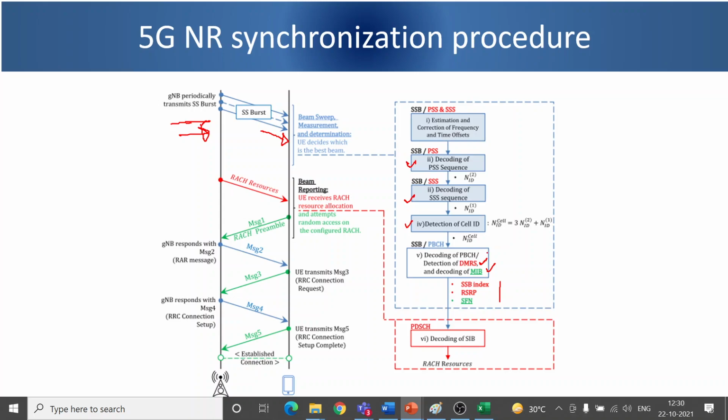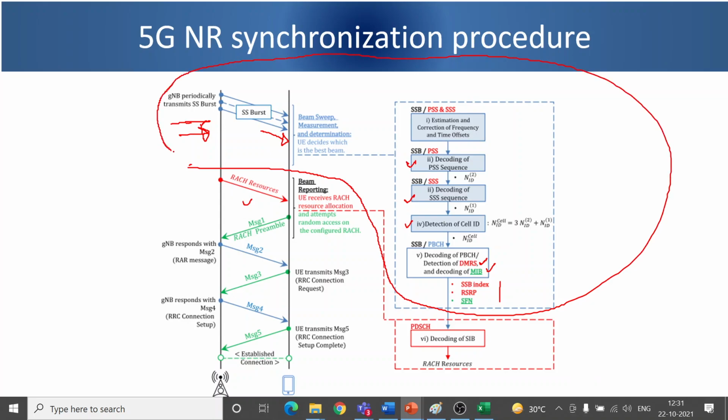So once this is done, the next step is the gNodeB will provide some resources, called RACH resources, random access resources, right? So up till now, whatever we had studied was up to this. Only this much we have studied previously today. And the next is, so up till now we have done only the synchronization in the downlink direction.